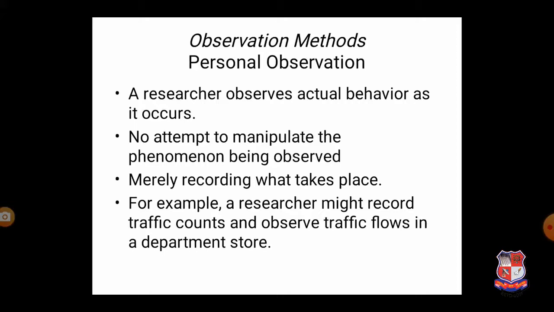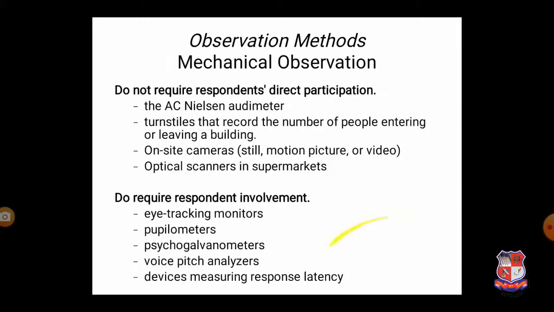The meaning of personal observation is that the researcher is personally present at a place and observing the actual phenomenon as it occurs. If we want to understand the cause of an accident, and the researcher is personally present at a place and observing how the accident occurs, then it is a part of the personal observation method.